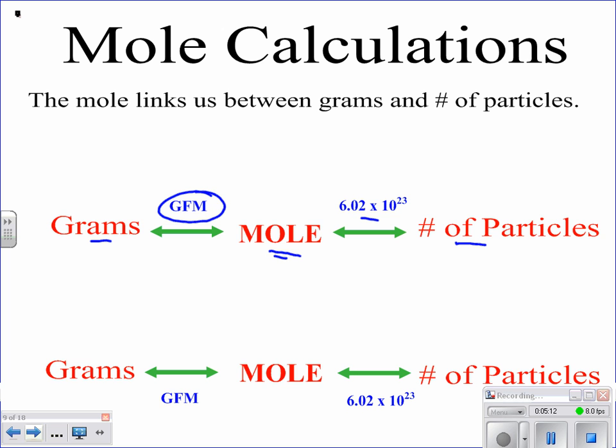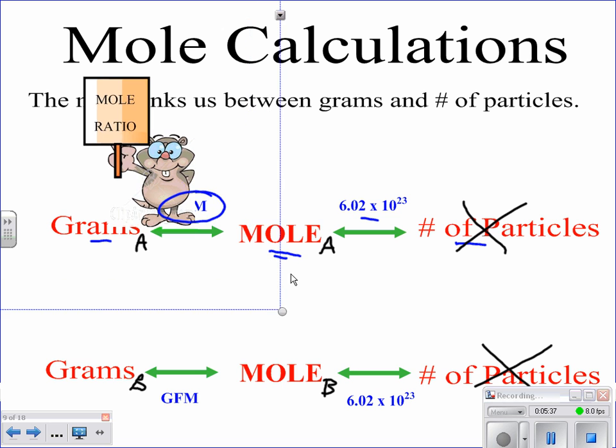Now, you're not really going to use this too much in this material that we're talking about now, but we are going to be wanting to go from moles of one substance, which I will call A, to moles of a different substance, which I'll call B. So this would be grams of A, this would be grams of B. And in order to do that, we want to be able to use this guy right here.